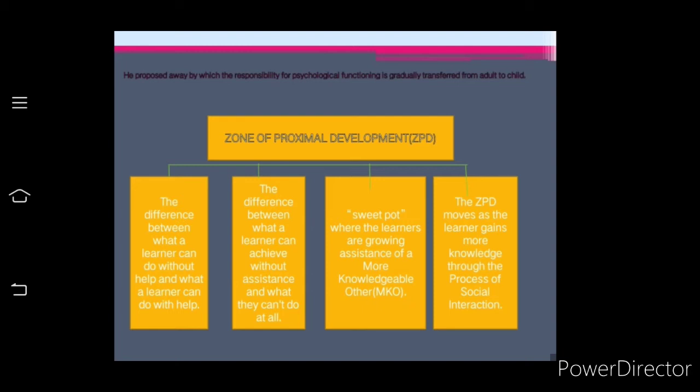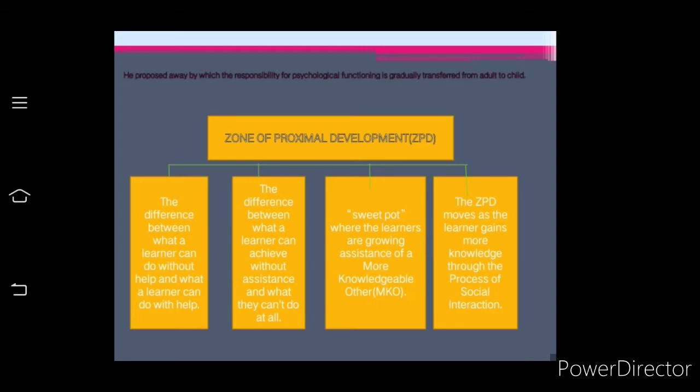So the second is the difference between what a learner can achieve without assistance and what a learner cannot do at all. In this, it talks about what a learner can achieve independently and what he cannot do at all, even if he is provided with all the assistance he needs.